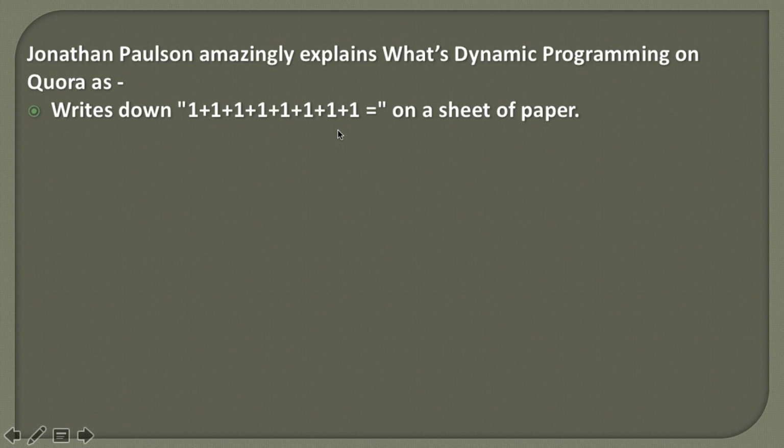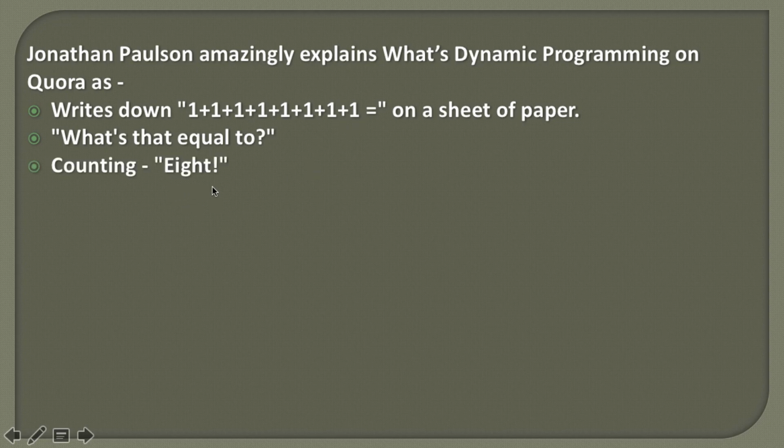Let's say we write something like this on a sheet of paper, and we ask what that is equal to. Your answer would be, you will simply count each one as 1 plus 1 is 2, 2 plus 1 is 3, 3 plus 1 is 4, 4 plus 1 is 5, 6, 7, 8. So you simply reply 8.